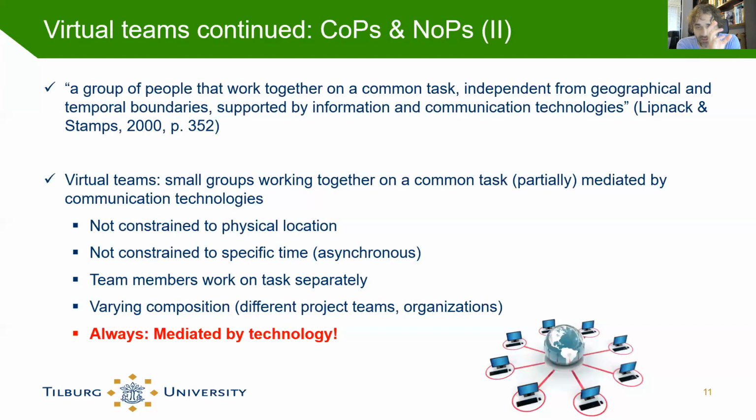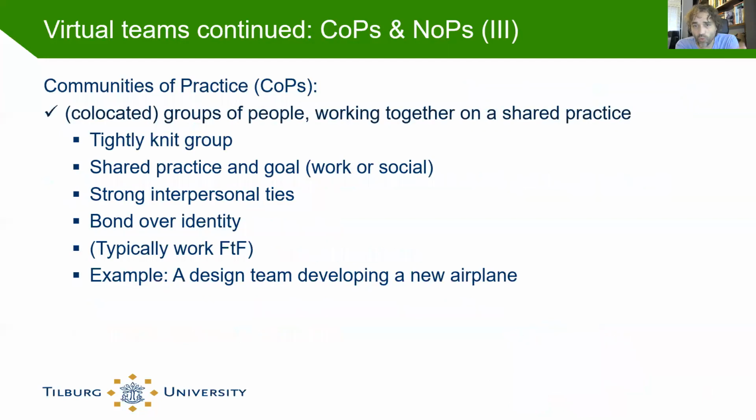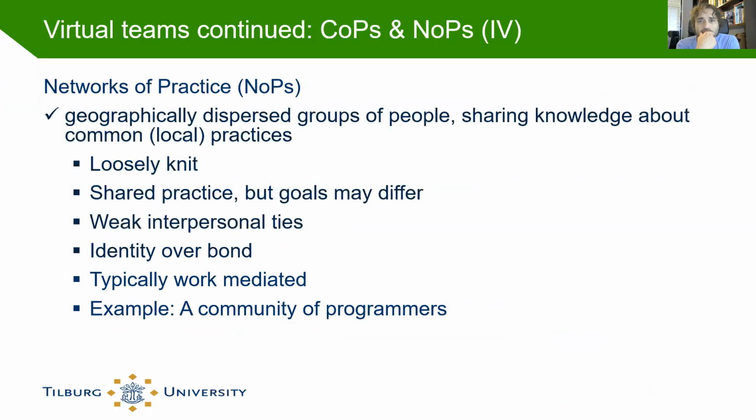So a community of practice can be seen as a larger virtual team who work together on a shared practice, which is a shared or common goal. A network of practice, on the other hand, is something that you see more often in organizations and also in wider communities. A network of practice is a group of people who are kind of similar to a community of practice, the major difference being that they don't have a common goal, but they have a common understanding. They have a shared thing they do.